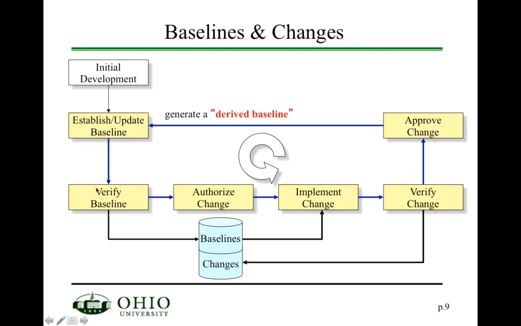Now, of course, you start verifying the baseline by reviews or analyses or even test cases, and you may detect that there are some changes that you need to make. Well, these changes then need to also be documented and authorized by some kind of review board, and of course implemented and verified and approved. And that then goes back into an updated baseline. So you see, it's kind of a feedback mechanism.